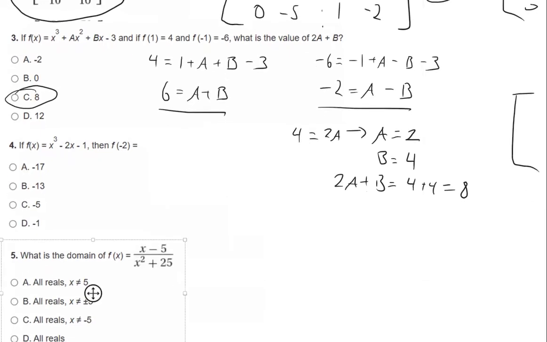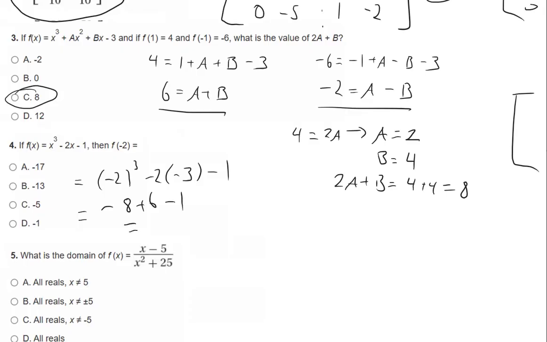F of x is this cubic function. F of negative 2, you just plug in. Simple as that. It'll be negative 2 cubed minus 2 times negative 3 minus 1, which is negative 8 plus 6 minus 1, which is negative 2 minus 1, which is, I did something wrong because I don't have a choice there. Negative 2 cubed is negative 8 for sure. So this is a 2, that's why. Okay, so then this is a plus 4. So this becomes a minus 4 minus 1, which is negative 5.